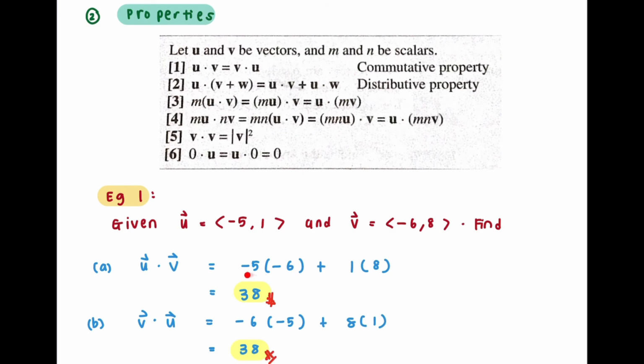So you should realize that the answer is just the same. u dot v is just the same as v dot u. So if you don't want to calculate v dot u, you can just take the answer 38. You also can do that.